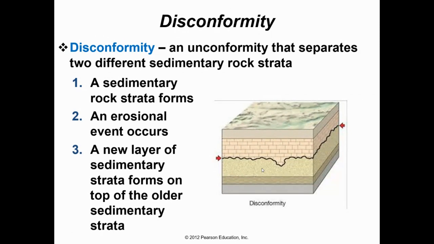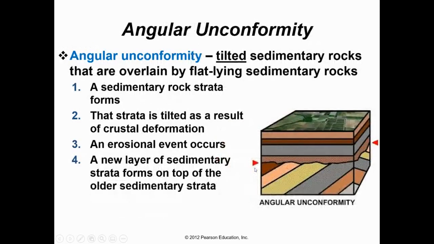So the rock below the unconformity is sedimentary, and the rock above the unconformity is sedimentary, okay? In that case, it's referred to as a disconformity. Okay, the third type is called an angular unconformity.